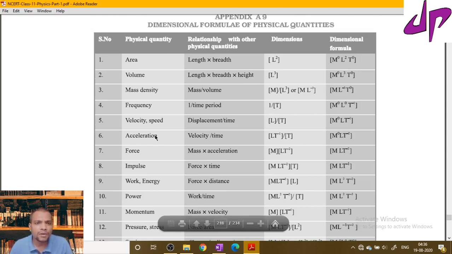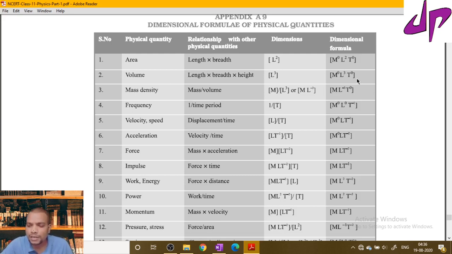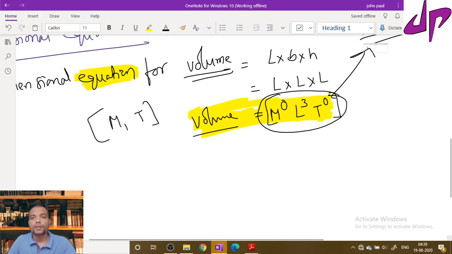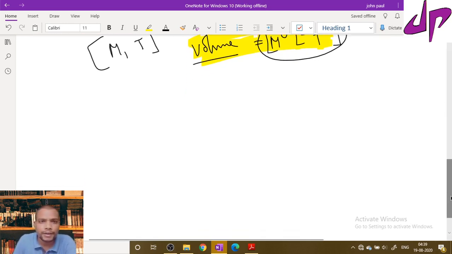All the physical quantities, length, mass, time, momentum, acceleration, and everything, are represented in terms of a dimensional formula. That dimensional formula contains square brackets in terms of the basic physical quantities. So let's learn some examples regarding the dimensional formula. Let's derive one more dimensional formula for a physical quantity.